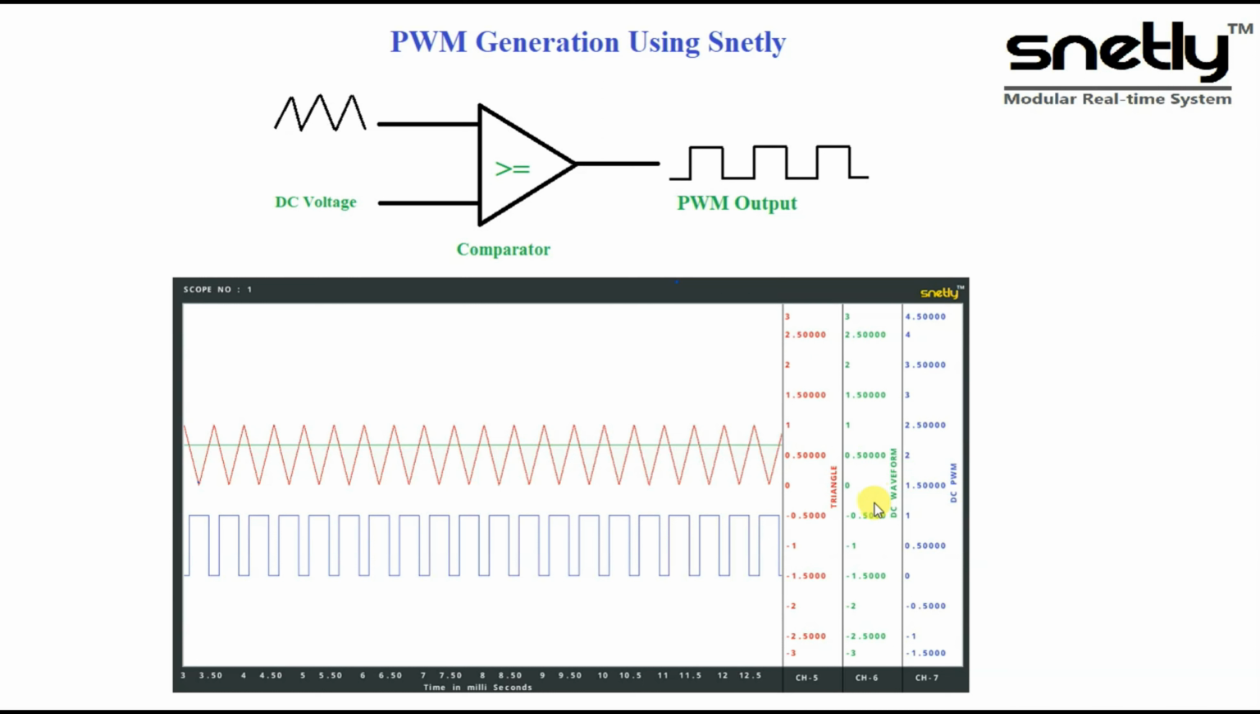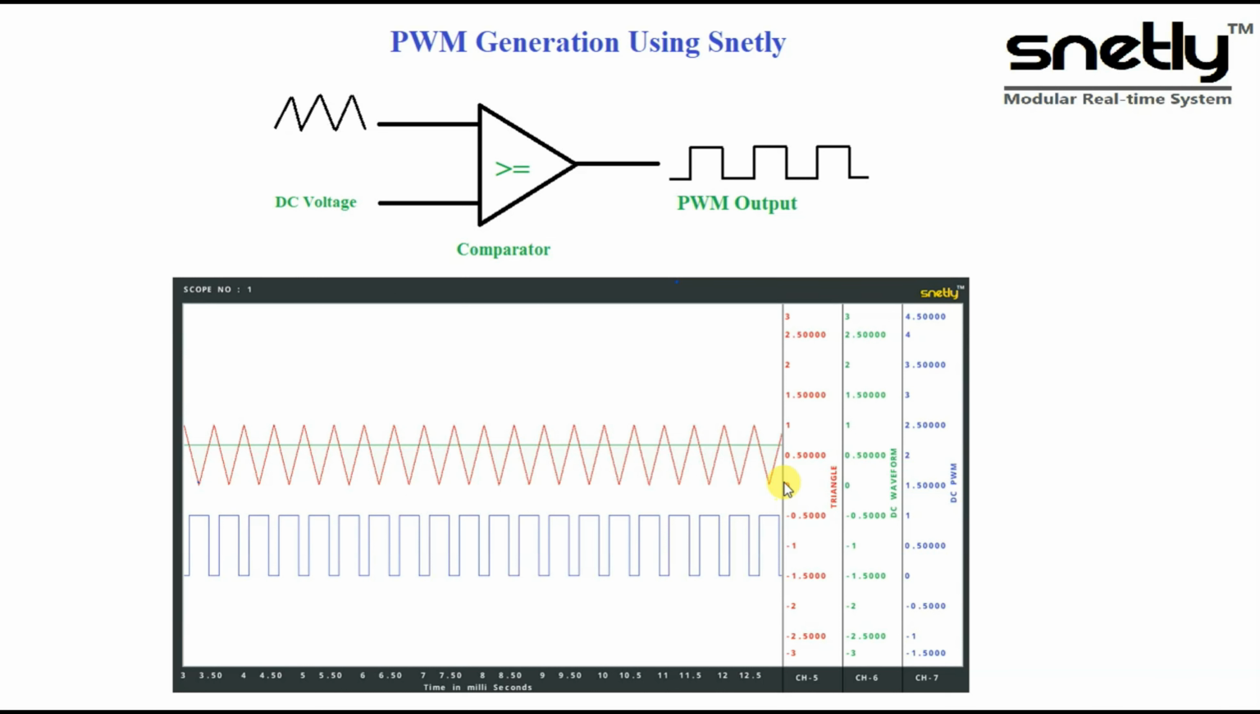Here we have taken 3 channels: one for your triangle, the second for your DC waveform, and the third channel will be the PWM output. The zero axis for the third channel is here, and for the remaining 2 channels the zero axis will be here. Red color will be your triangle waveform and green color will be your DC waveform.